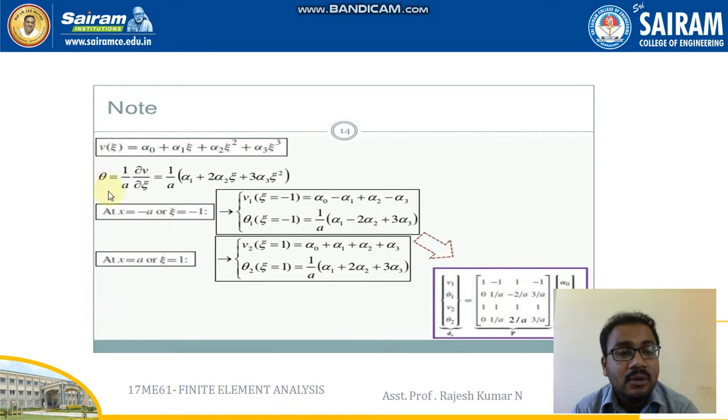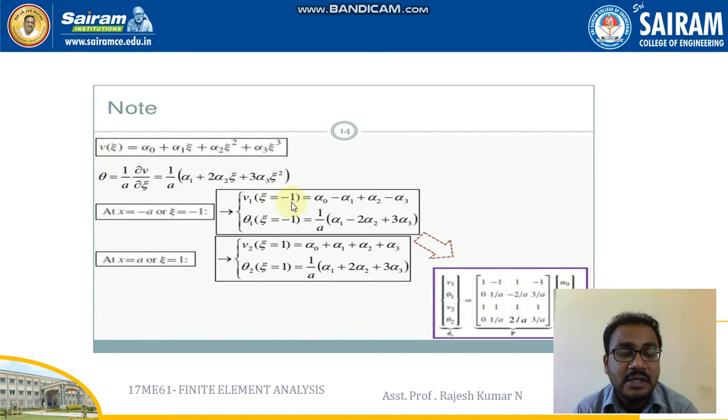Here I have shown in detail, because some students may still have doubts about how I got the v1, theta 1 or v2, theta 2 equations. This is just a continuation. Theta equal to 1 by a of dou v by dou zeta, so 1 by a times alpha 1 plus 2 alpha 2 zeta plus 3 alpha 3 zeta square. At x is equal to minus a or zeta is equal to minus 1, if you substitute in this equation, what will we get? Here zeta is nothing but minus 1.